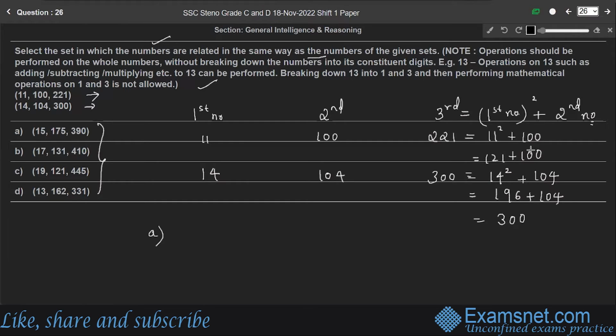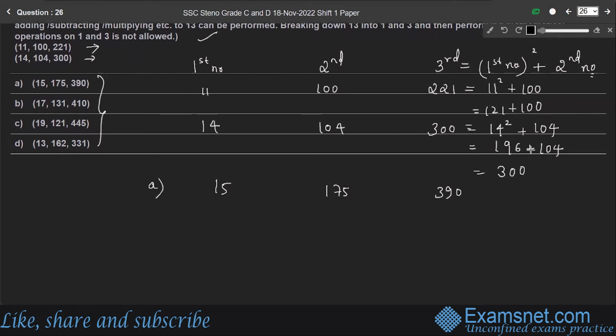For that, we'll consider option A: 15, 175 and 390 are the numbers. To verify that, consider the third number, which should be equal to the first number square, 15 square, plus 175. This should be equal to 390, right? So we'll check. 15 square is 225 plus 175, which is 400, which is not equal to the third number, 390. Therefore, option A doesn't follow the logic of the given two sets.